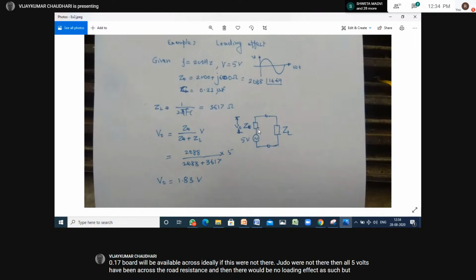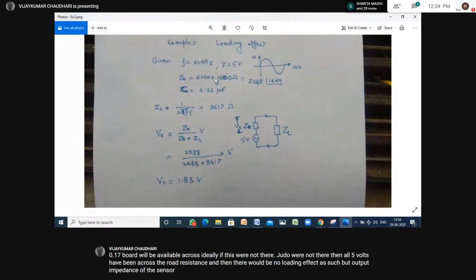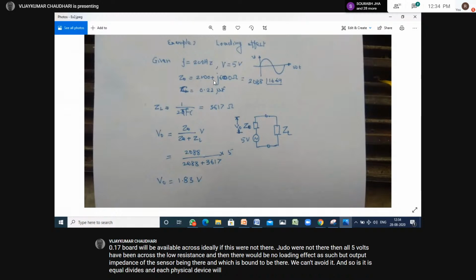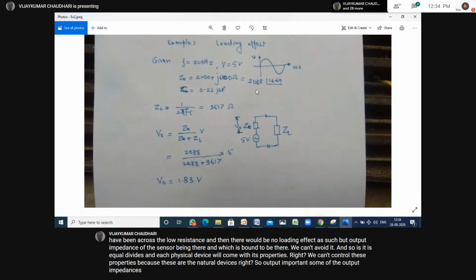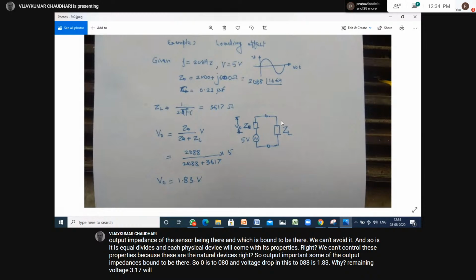But the output impedance of the sensor is bound to be there, we can't avoid it. A sensor is a physical device, and each physical device will come with its properties. We can't control these properties because these are natural devices. So some output impedance is bound to be there. So ZO is 2088, and the voltage drop in this is 1.83, while the remaining voltage 3.17 will be available across the load, which should ideally be 5 volt. Instead, we are getting 3.17.